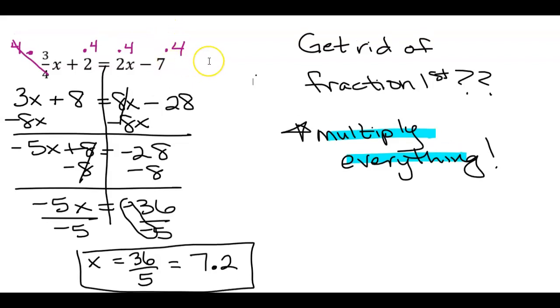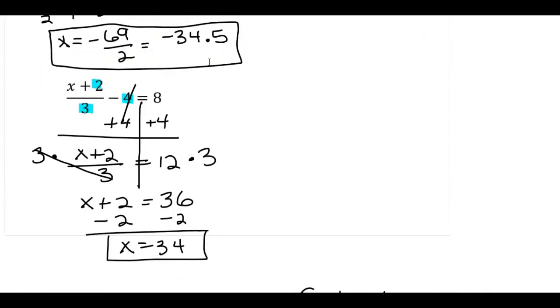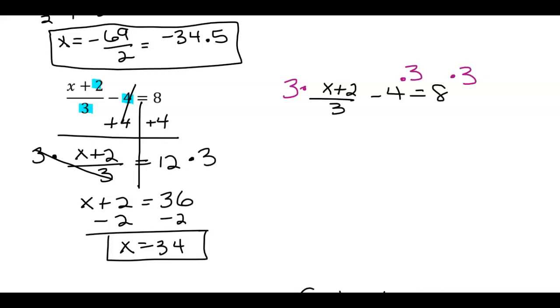I'm going to show you what that looks like on this other problem. If you would have done that, I'm going to rewrite it over here. x plus 2 over 3 minus 4 equals 8. If you wanted to do that method here, you can. I multiply by 3 here, I multiply by 3 here, and I multiply by 3 here. Be careful though. These two things are together on the fraction, so I only do one 3. If you do it this way, you cross off the 3, and you get x plus 2 minus 12 equals 24.